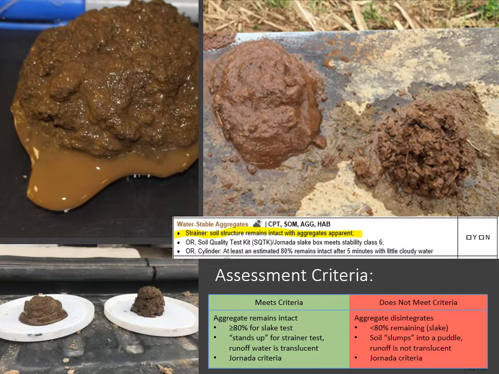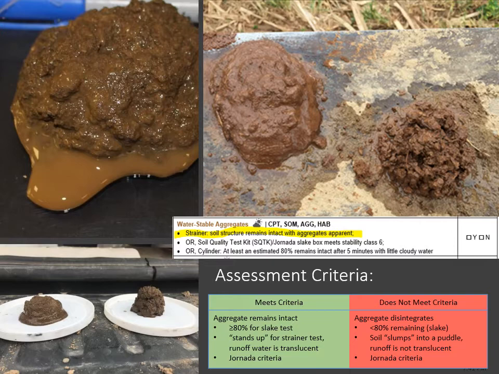The soil quality test kit, Slake Box, is more of a rangeland assessment tool, so I didn't really talk about that today. And then lastly, the cylinder method, which is also our slake demonstration, is something that you can use to evaluate for water stable aggregates. But with the cylinder method, it is absolutely essential that those golf ball size aggregates you're evaluating are air dry.